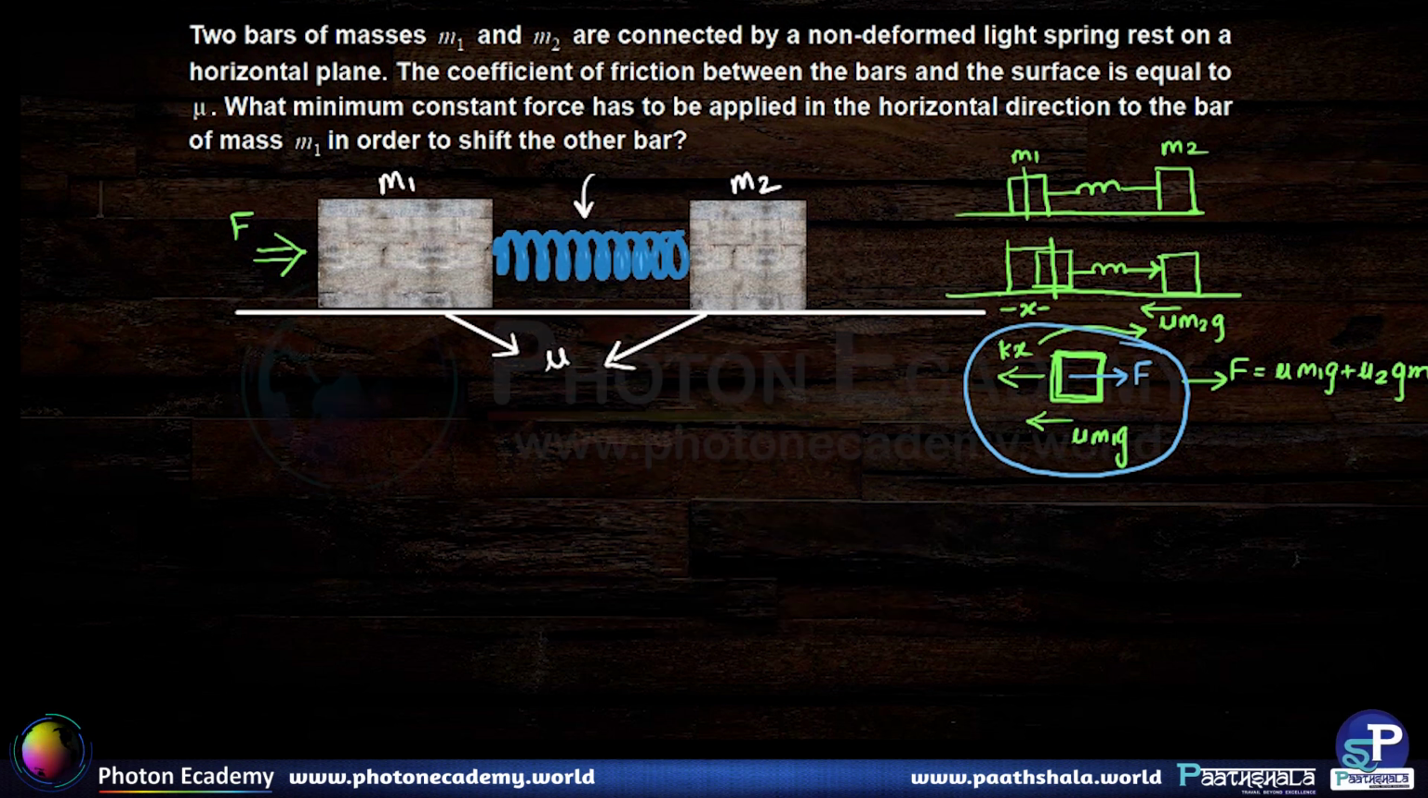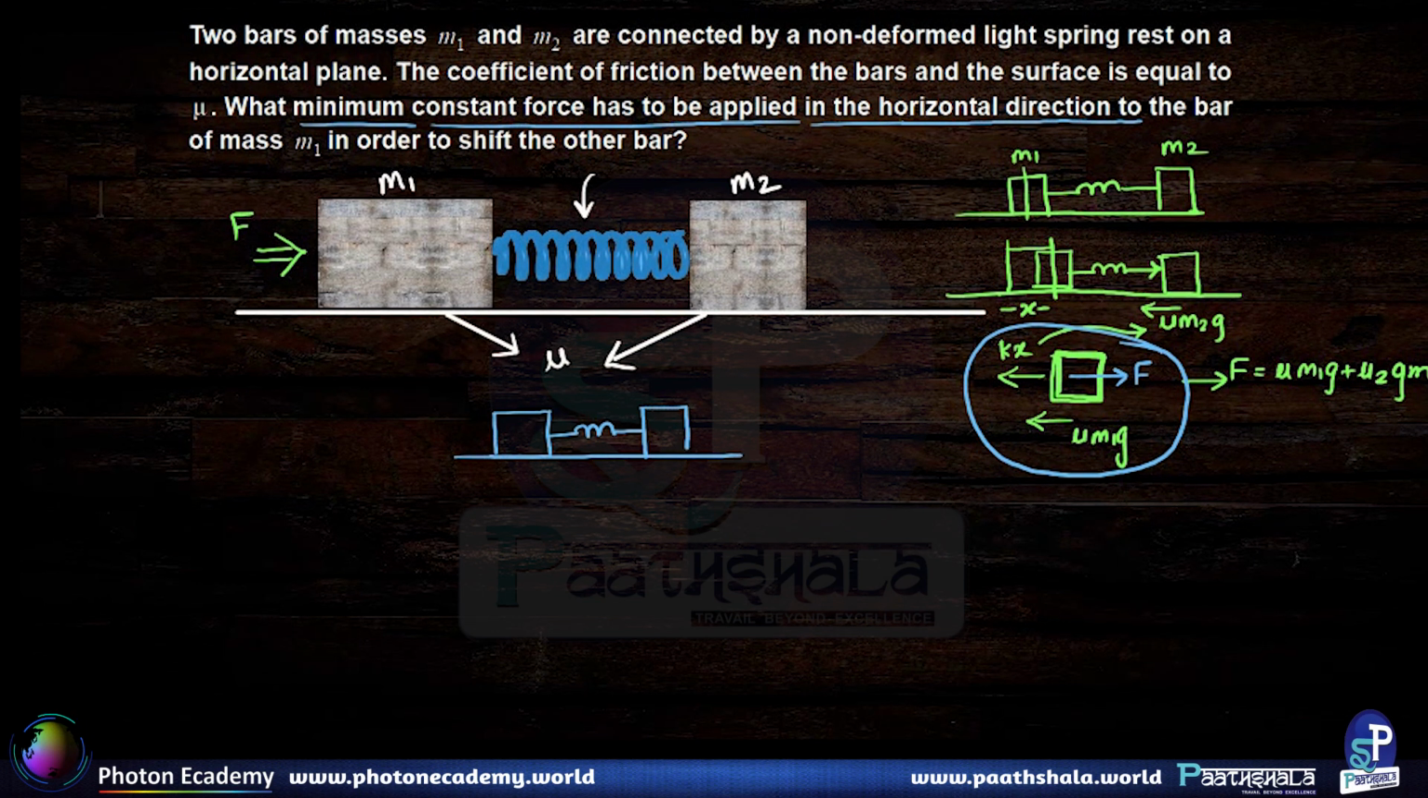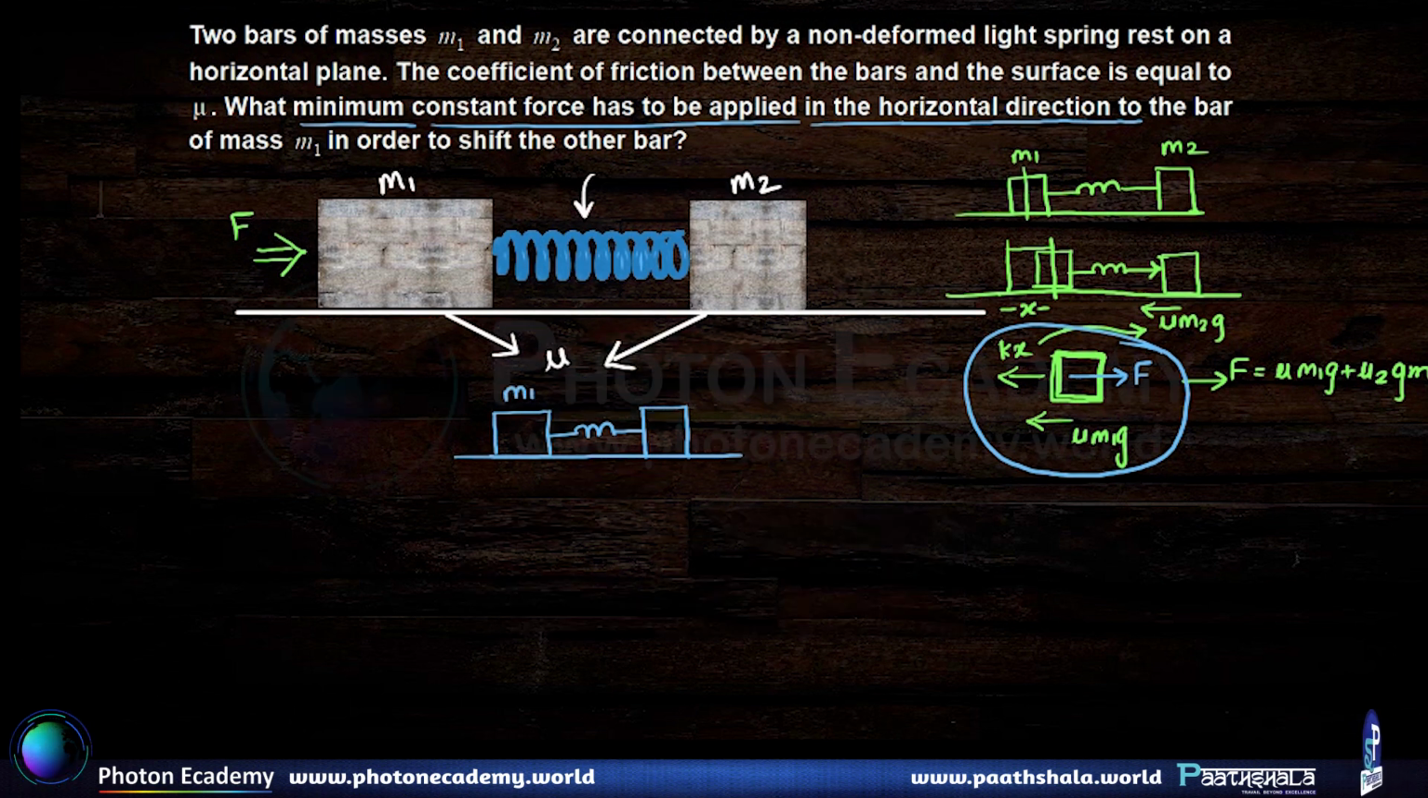So we are applying a minimum constant force. Alright. So minimum constant force is being applied. Now at the moment when m2 just starts moving, at that time m1 and m2 are both going to be stationary. Instantaneously both of them will be stationary. So this is m1, let us say. This is the spring. Now let's assume that the spring is compressed by x compression. So this is m1 and this is m2. And this is the force F that is being applied. Alright. So this is the force kx.